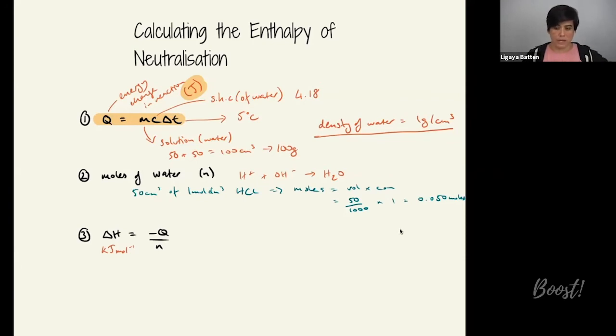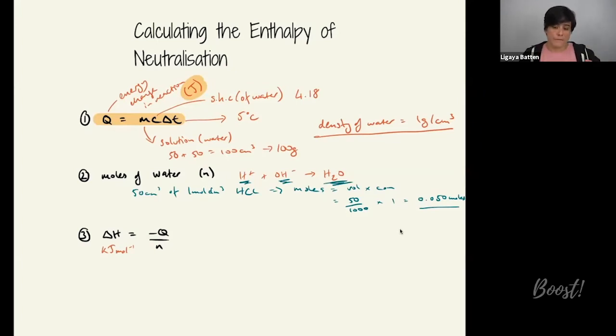We want to be looking at the number of moles of water that are produced. So if we had 0.05 moles of our acid, that's going to refer to this. We're going to assume, for the sake of this demonstration, that we also have 0.05 moles of our alkali, and therefore we also have 0.05 moles of our water.